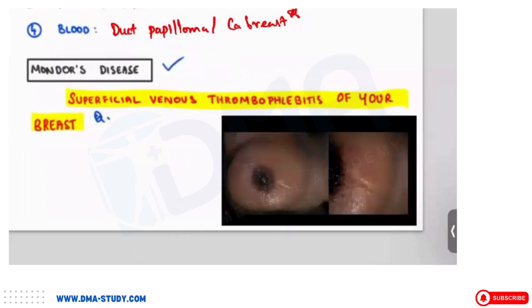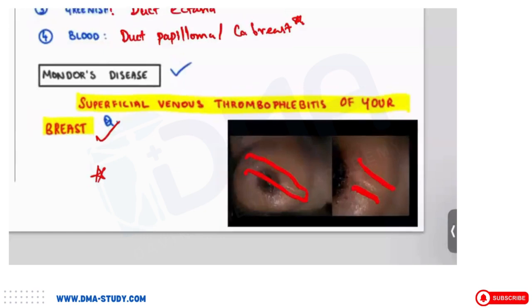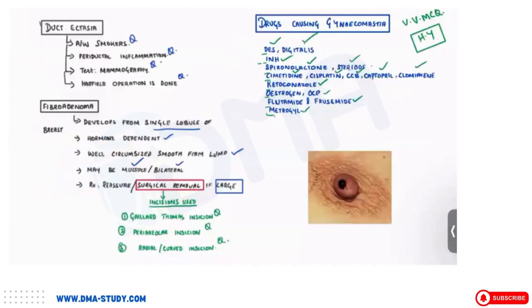Superficial thrombophlebitis of your breast vein. This is Mondor's disease. Here you may see the superficial thrombophlebitis. Superficial thrombophlebitis of your breast vein is associated with Mondor's disease. The definition was asked several times in FMGE. What is that superficial thrombophlebitis of the breast vein called as? Mondor's disease.